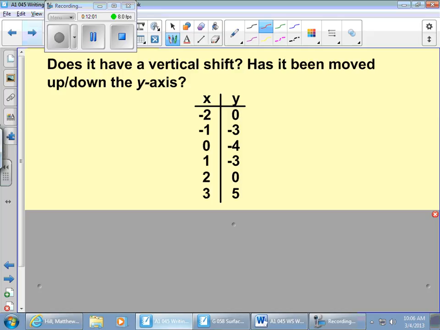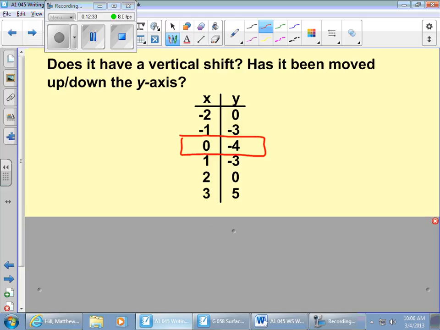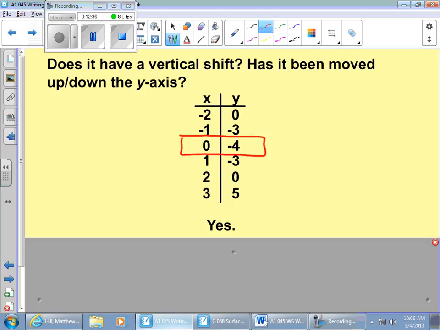We'll have a look at these points. Let's think about them for a second. Does this parabola have a vertical shift to it? What do you think? Does it cross through the origin like the parent function would? It does not. Look where x equals 0. When x equals 0, this information is telling us where it crosses the y-axis. Does it cross the origin? No, clearly does not. So this one does have a vertical shift.